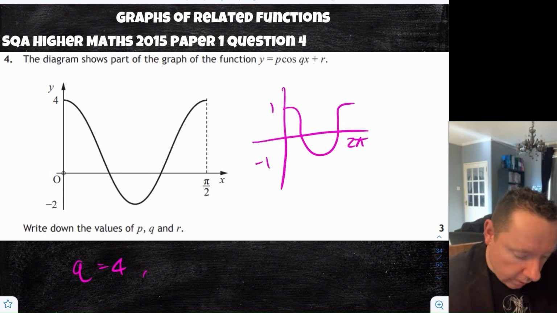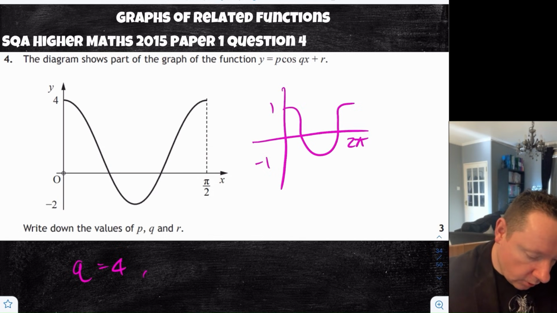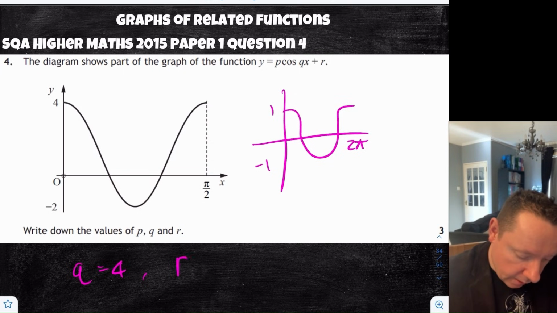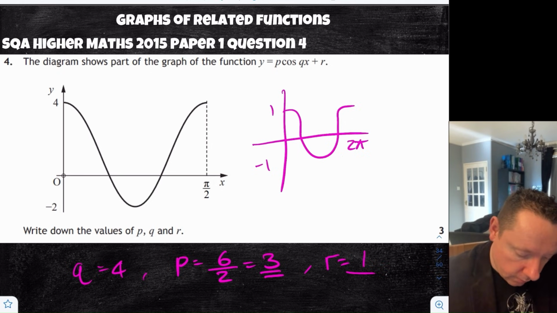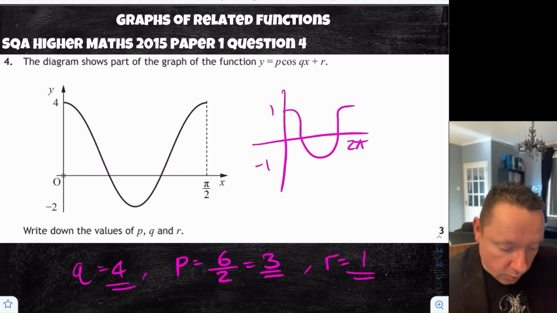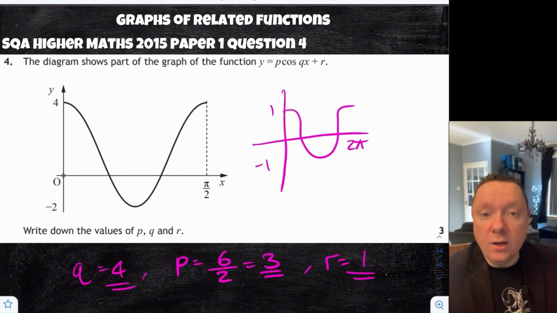Okay, to get our amplitude, if we just work out the difference between the maximum and minimum, I've got 4 and -2, which is 6. Half of that is 3. P is 3. And then for r, now I've got p, it's easy. If it was just 3 cos x, it would go up to 3, but it starts at 4, so I've added 1. So r is just equal to 1. And we're done there. We've written down the values of p, q, and r. The function is 3 cos 4x plus 1.